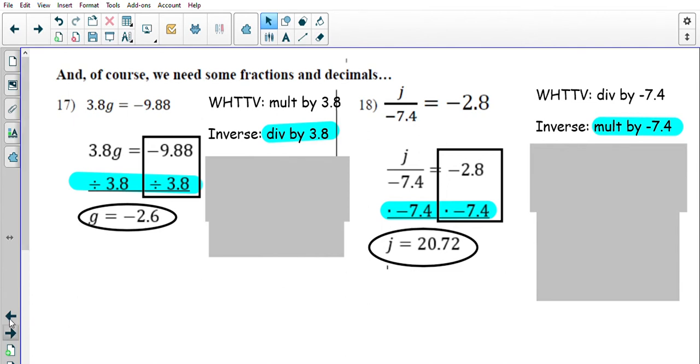These are really important for you to double check your solutions. Don't be afraid to take some time once you finish a quiz, test, or graded classwork, or whatever assignment you're working on, and plug these back into the calculator. So you can do 20.72 divided by negative 7.4 to make sure you get negative 2.8.